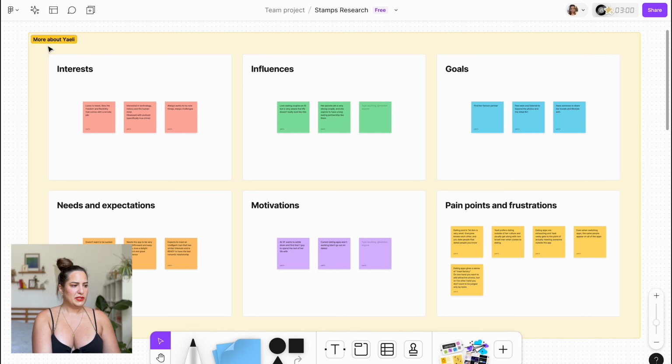So now this template gives you more about your persona. They have interests, influences, goals, needs and expectations, and motivations. It seems like it's gonna be easy to answer these questions, but filling this out took me like 1 or 2 hours. I'm not even kidding. I'm gonna go over them. Goals I'm gonna leave to the end, and you'll see why in just a sec.